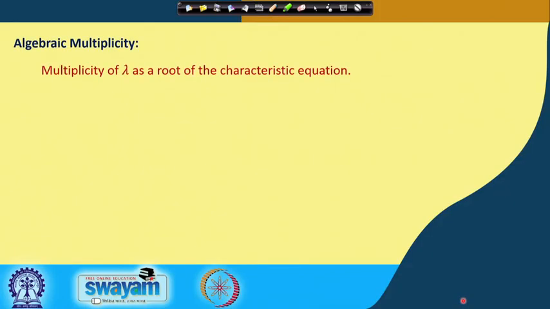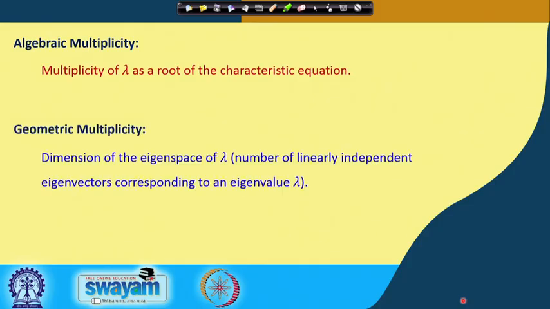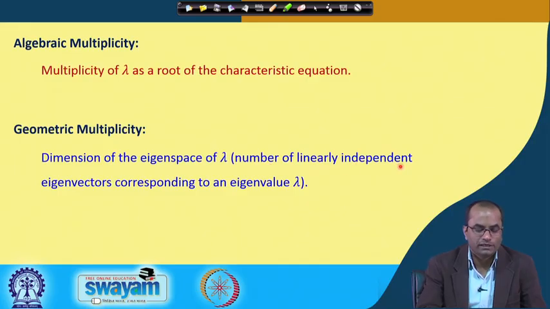So, what is the algebraic multiplicity? The algebraic multiplicity of lambda is the multiplicity of lambda as a root of the characteristic equation, and the geometric multiplicity is nothing but the dimension of the eigenspace of lambda. That means the number of linearly independent eigenvectors corresponding to an eigenvalue lambda.